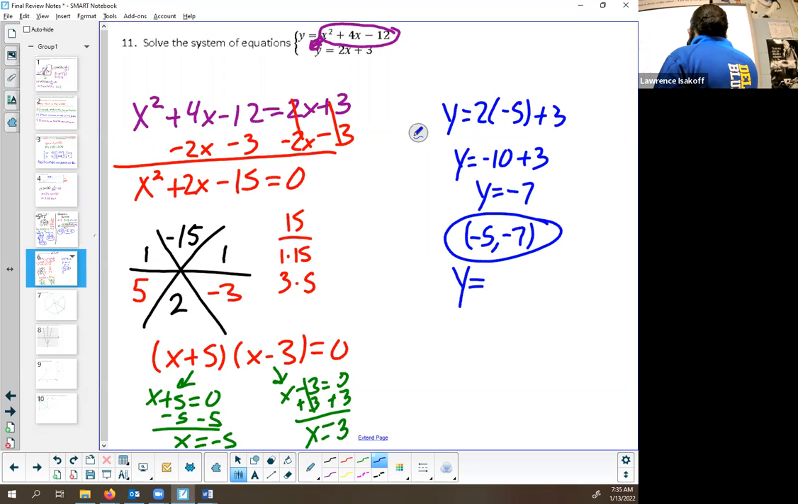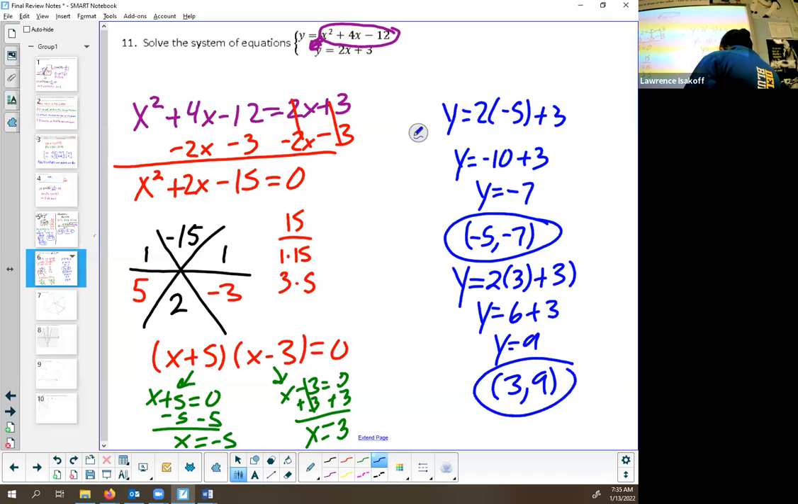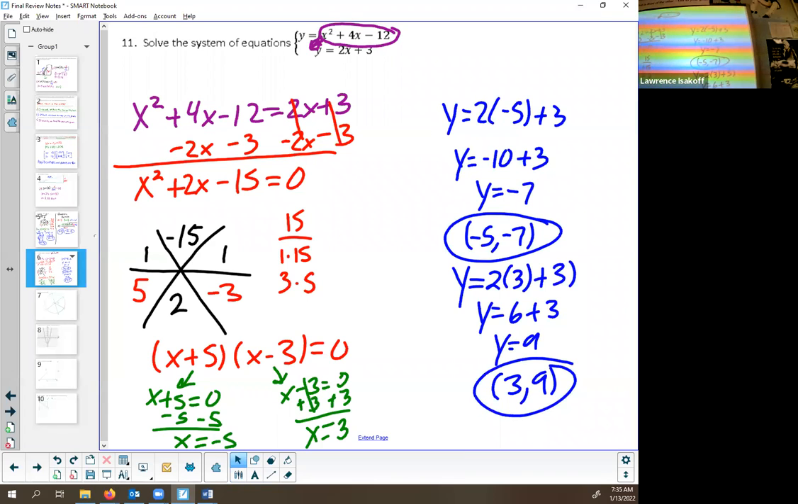Going to do the same thing here. Y equals 2 times 3 plus 3. Y equals 6 plus 3. Y equals 9. So I also get the point 3, comma 9. I'm going to give you guys about a minute to make sure you got that down. It will be posted. I'm also going to show us how we can do this on Desmos.